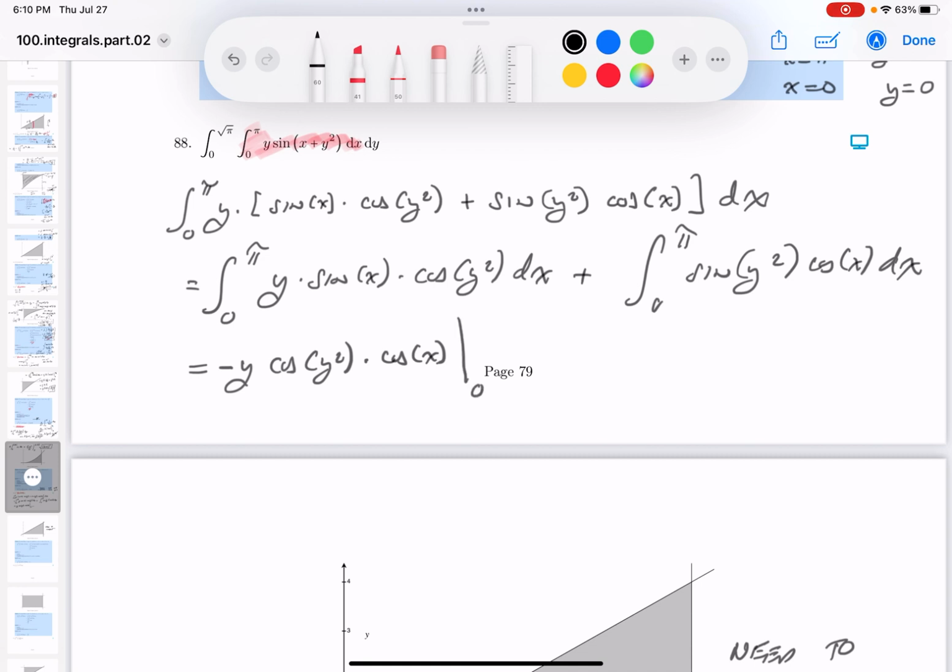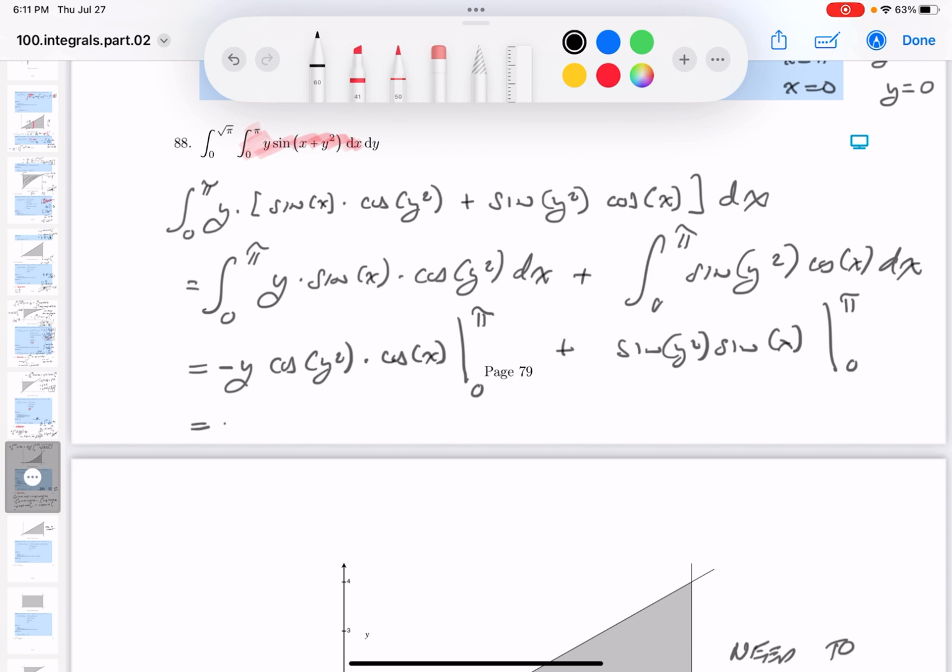Limits of integration 0 to pi. And we'll evaluate that in a moment. Plus, this can be sine y squared, and the antiderivative of cosine is going to be sine. Limits of integration 0 to pi. Let's do that. And let's see what we get over here. Again, this pertains to x. So what do you get?